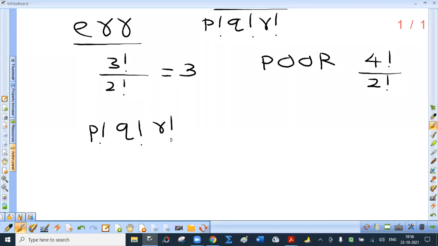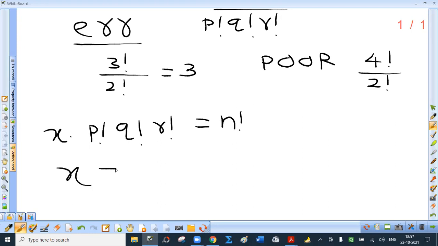R factorial ways. And suppose initial number of arrangements is x. So in the process, total number of arrangements is x into p factorial into q factorial into r factorial. But note that in this case, we have said that those n things are all distinct and are taken all at a time. So n distinct things can be arranged among themselves in how many ways? nPn, that is n factorial ways.